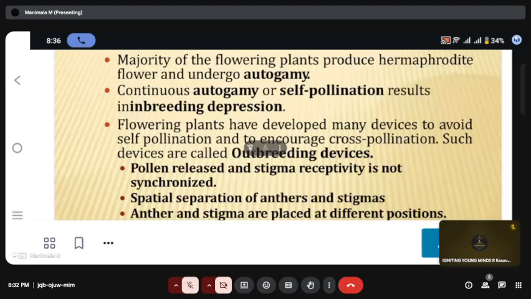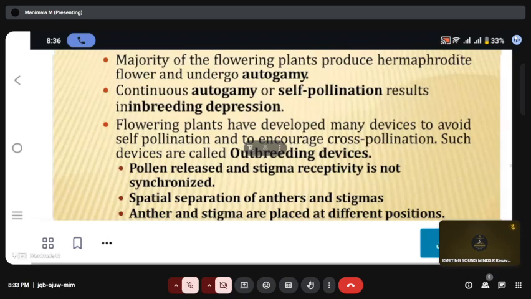So flowering plants have developed many devices to avoid self pollination and to encourage cross pollination. We are going to discuss those devices. Such devices are called outbreeding devices. Can anyone tell me what is inbreeding depression?